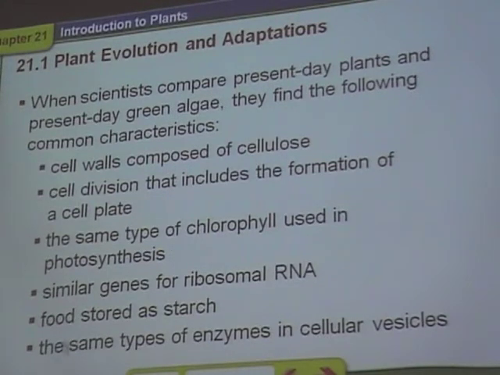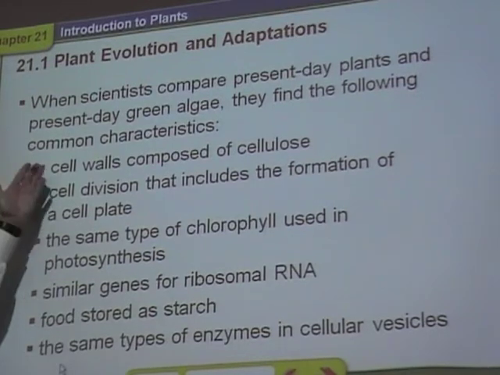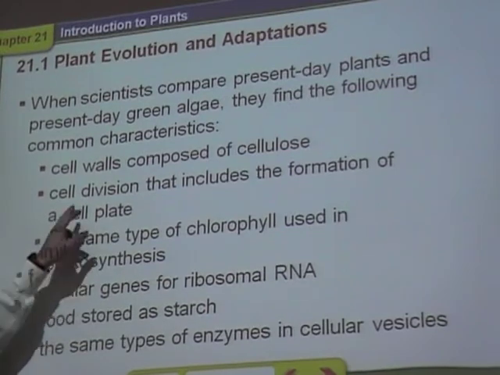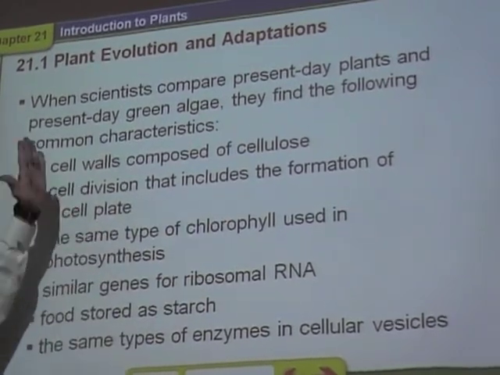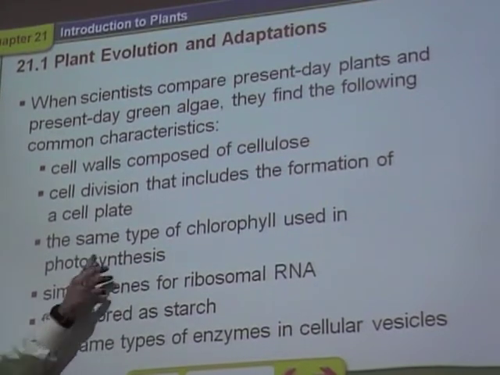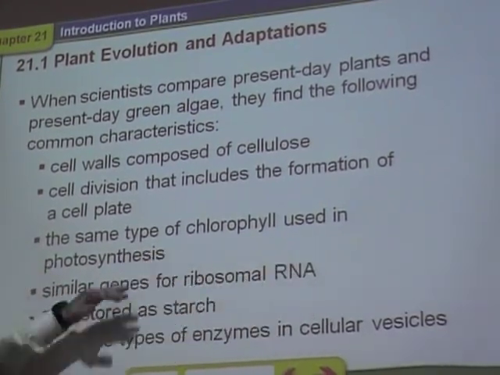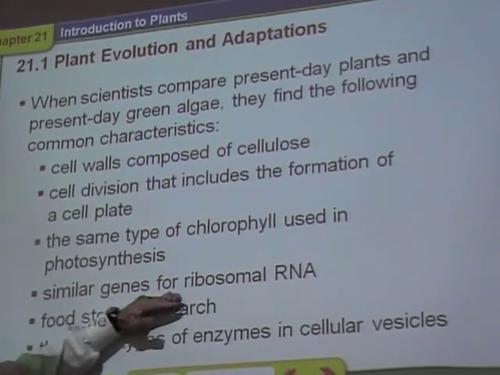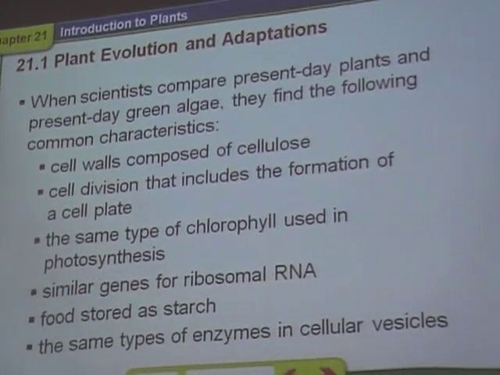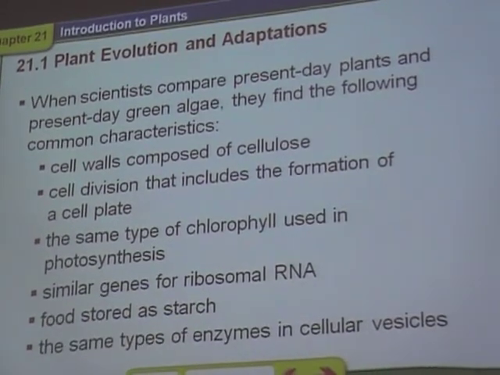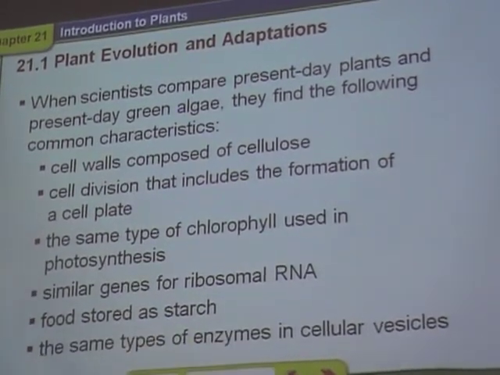And there's a bunch of reasons that they list in the book. They both have cell walls made of cellulose. They both form a cell plate during cell division. Remember that dividing line in the middle? They use the same type of chlorophyll in photosynthesis. They have similar genes for ribosomal RNA. They store their food as starch. They have the same types of enzymes in their vesicles.